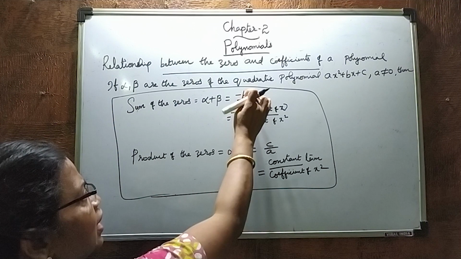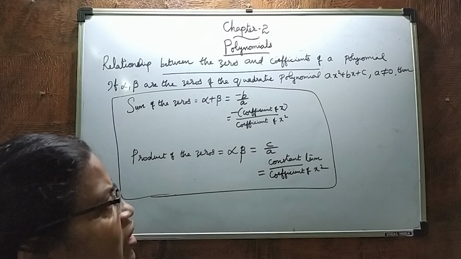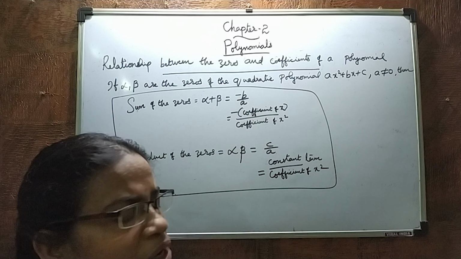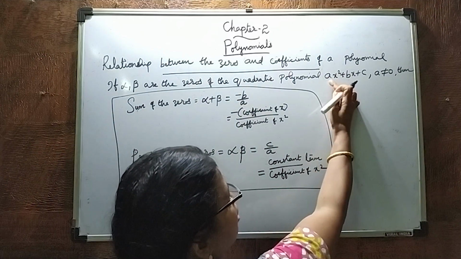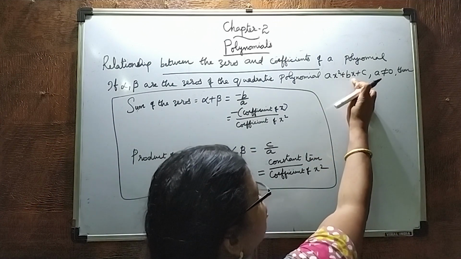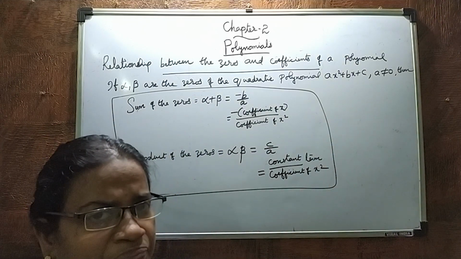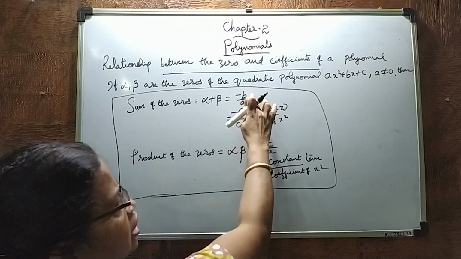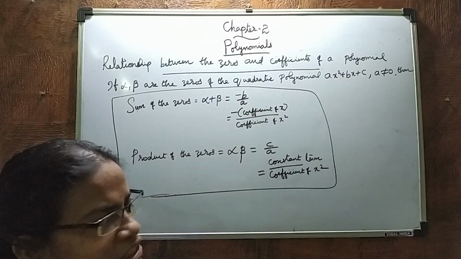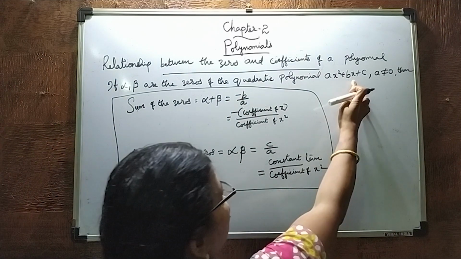Then you will get the answer as negative b by a. Where do a and b come from? They come from the quadratic polynomial. A is the coefficient of x square, b is the coefficient of x, and c is the constant term. So negative b, where b is the coefficient of x, divided by a, the coefficient of x square.